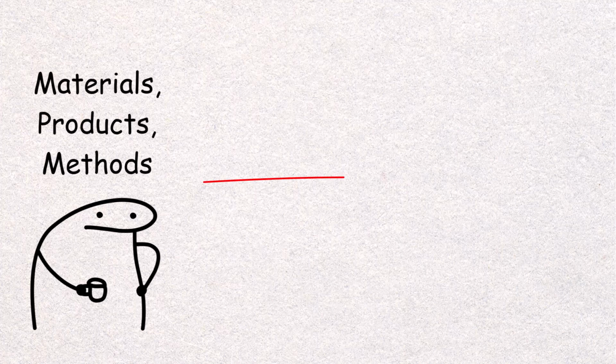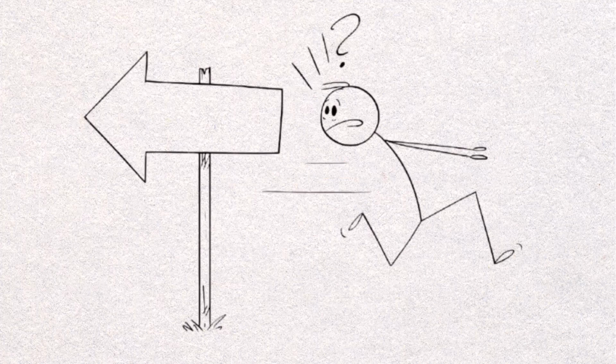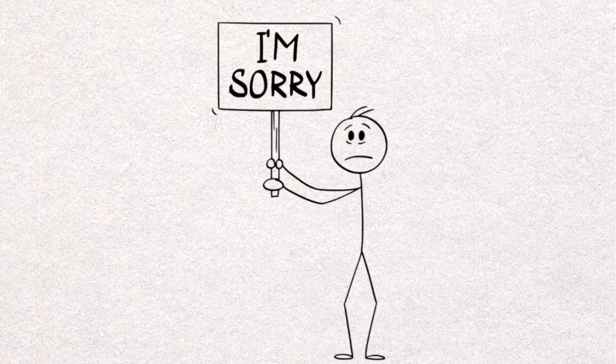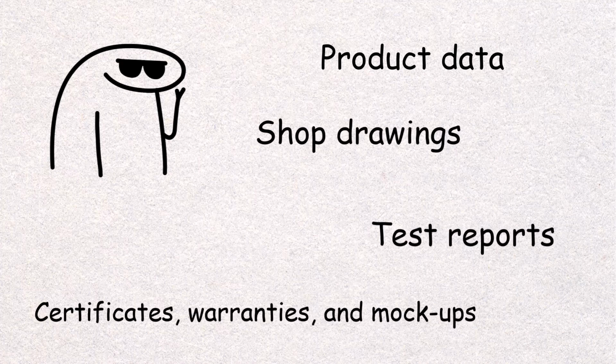Because it ensures the materials, products, and methods align with the project's design intent and technical specifications. Without submittals, teams risk installing the wrong components, delaying the schedule, or even compromising safety. There are many types of submittals depending on the scope of the work. The most common include product data, shop drawings, test reports, certificates, warranties, and mock-ups. Each one plays a unique role in confirming that what gets built matches what was designed.